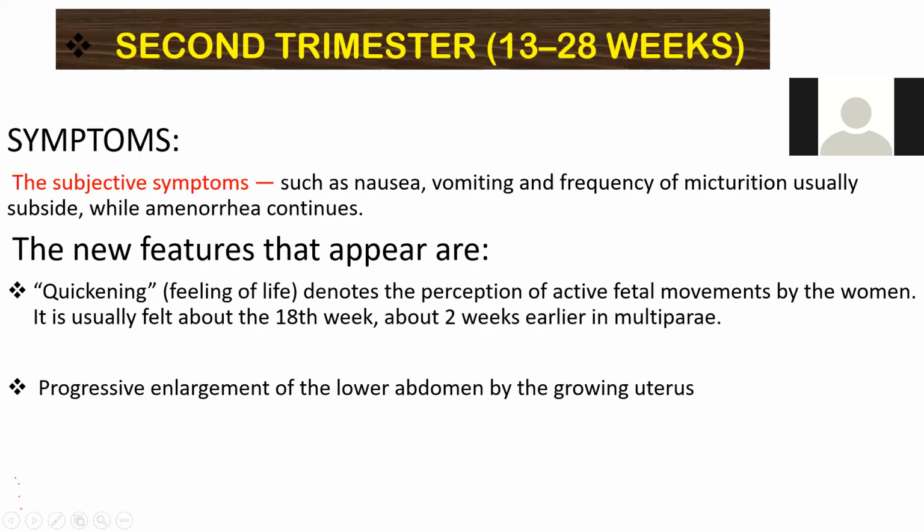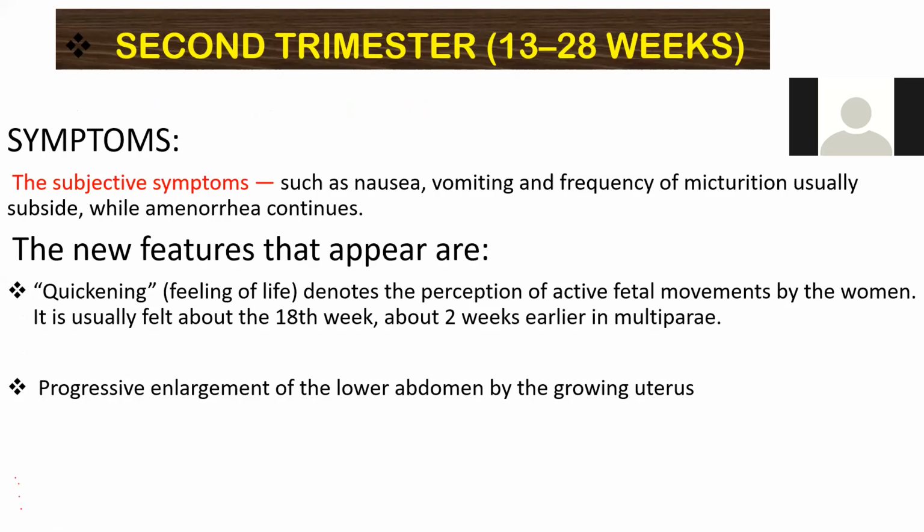The second trimester starts after the first trimester. The first trimester was 12 weeks, isn't it? So it ended at 12 weeks. So the second trimester will start from 13 to 28 weeks. All this, write it down very nicely. Write it down: second trimester, from 13 to 28 weeks.